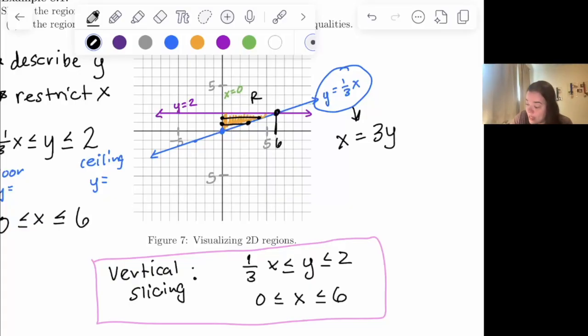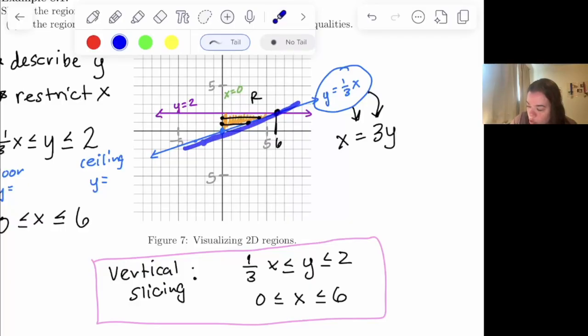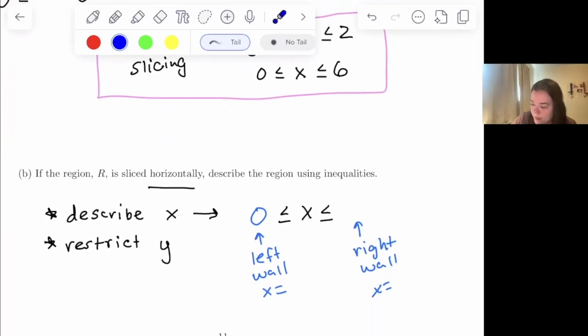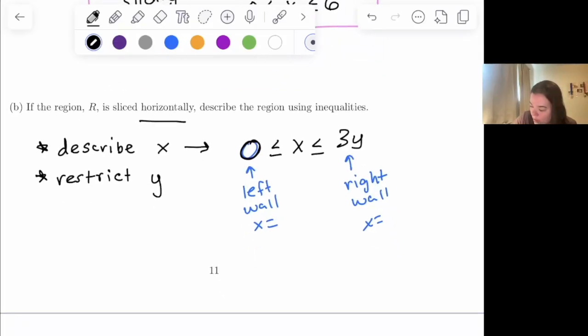So remember, these two formulas describe the same thing, just from a different perspective. One's a y equals, one's x equals. But with horizontal slices, the rightmost wall is that slanted line, x equals 3y. So 3y is what goes there as your restriction. So we have restricted our x's, and now we're on the path to describe y.